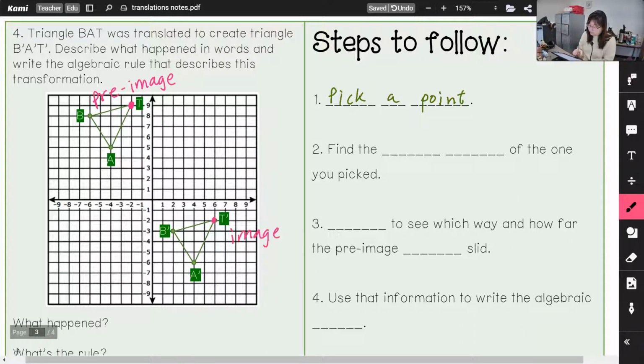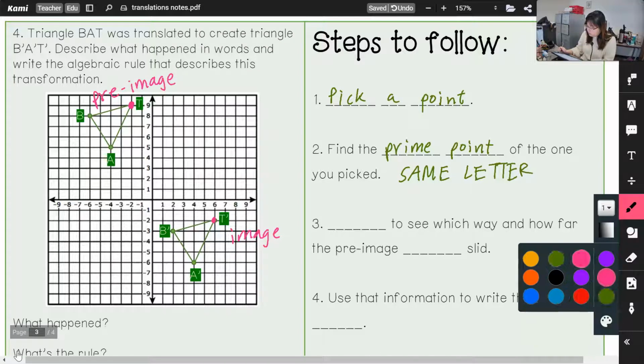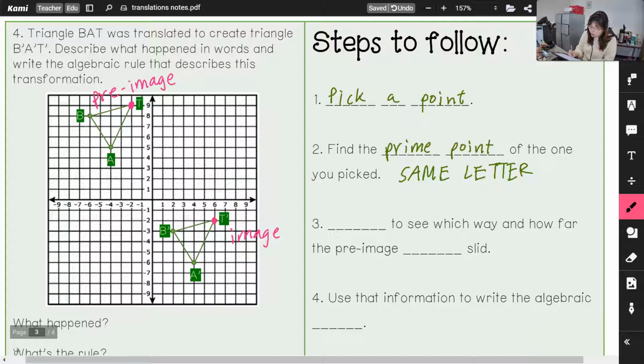It's really important. Okay. So after you pick a point, you want to pick the prime point of the one you just picked. Has to be the same letter. Since I picked T, my prime point is T prime. I cannot pick T and B prime. Bad things will happen. You'll get a wrong answer, so don't do it.